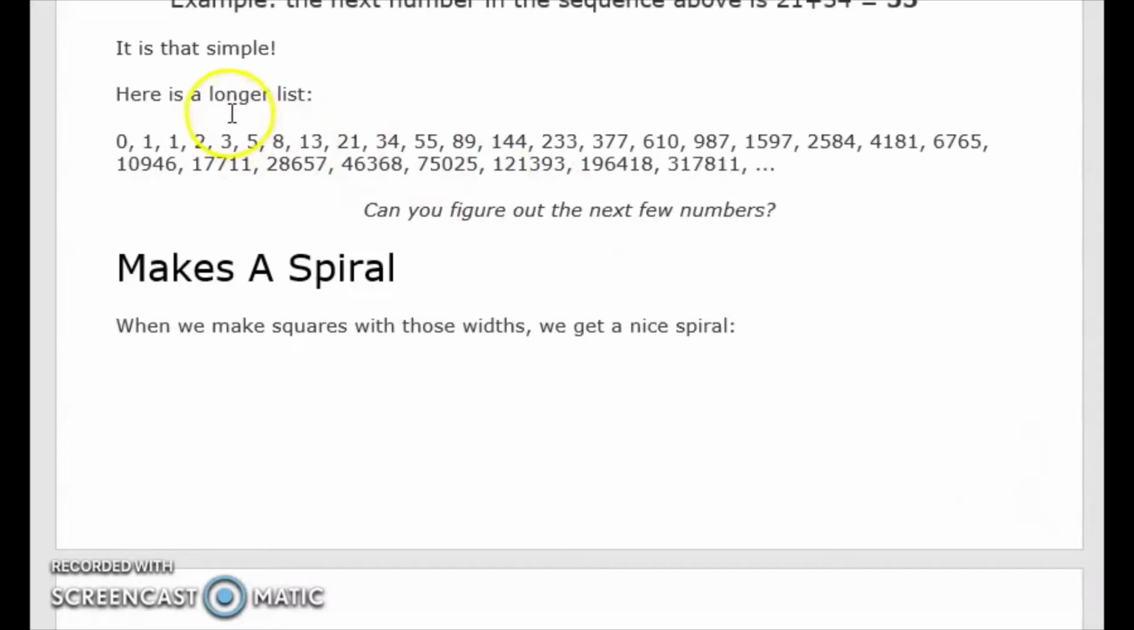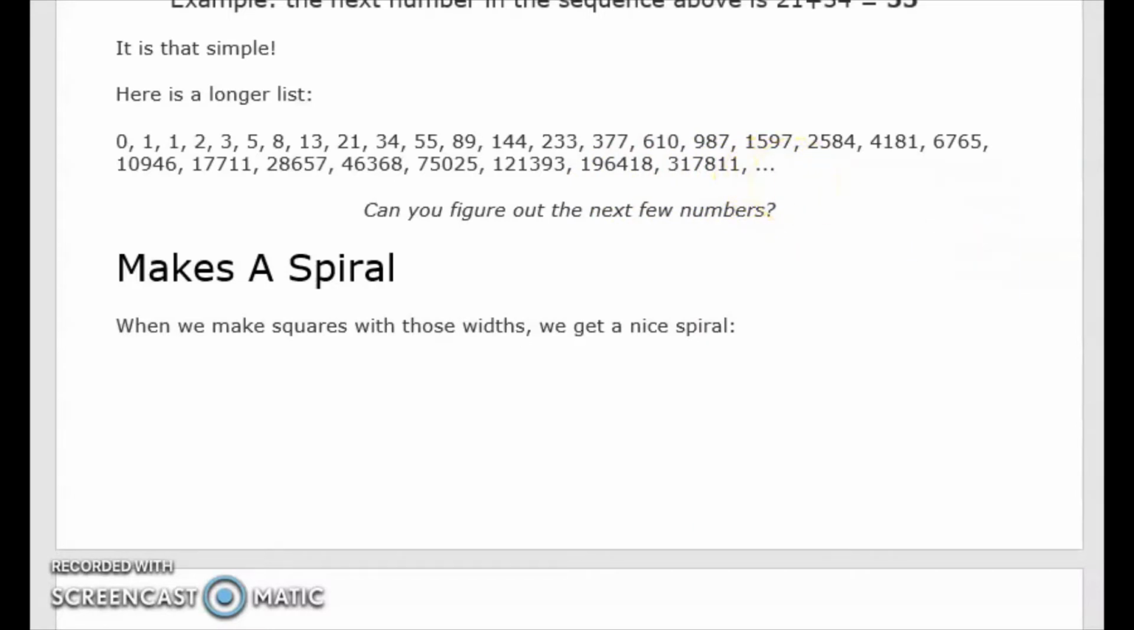So here is a longer list. Ito, pag in-add natin yung 2 previous number, tuloy-tuloy, so makukuha natin tong mga sequence of numbers hanggang dito. So to get the number after 317,811, we will just add these 2 previous numbers. So 196,418 plus 317,811 to get the next number.